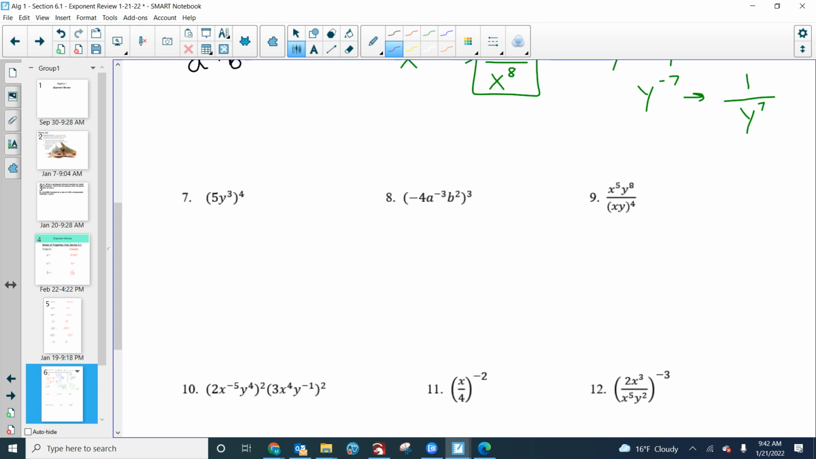I'll tell you what I did for my work. I distributed the 4, and I got 5 to the power of 4 times y to the power of 12. Then 5 to the 4th is 5 times 5 times 5 times 5, which gives you 625. I forgot, alright? I was doing 5 times 4 and not 5 times 5 times 5.